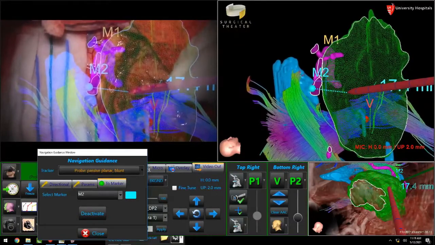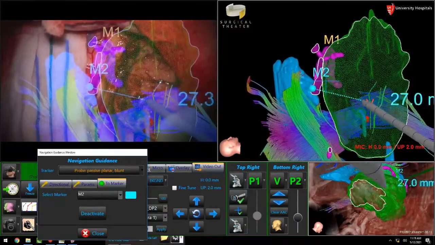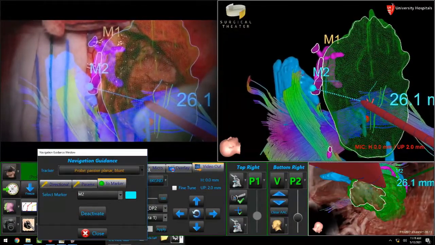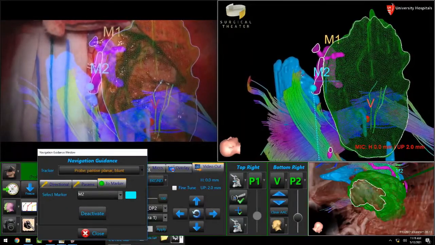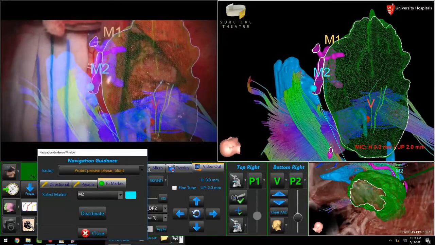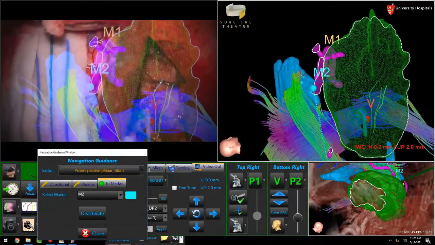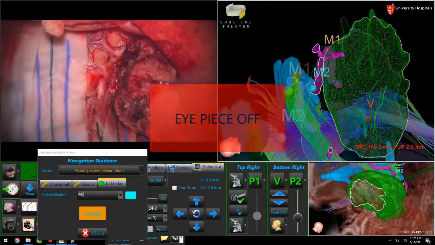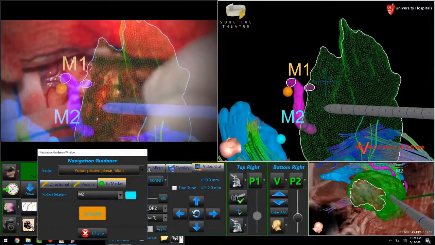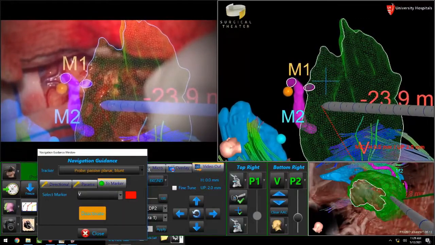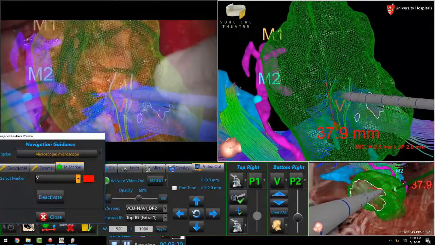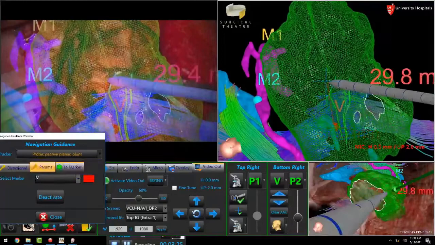So the use of SyncAR in this case was especially critical in identifying the location of critical structures that were either intimately involved with the tumor or a short distance away. In particular, the ventricle, the MCA branches, and the white matter tracts. Once we could identify the distance, we could continue our resection and continue to measure the distance to the MCA branches and the ventricle, as it was intimately involved with the tumor.